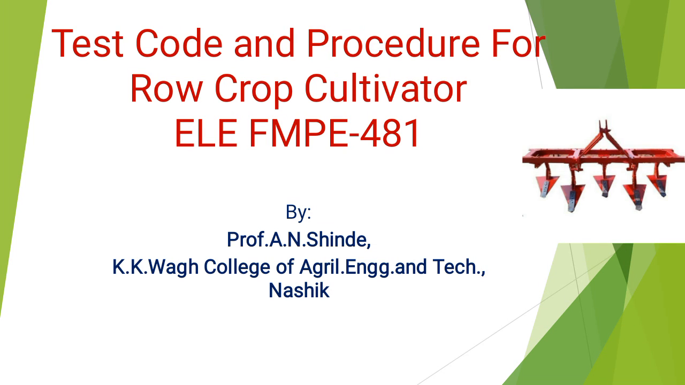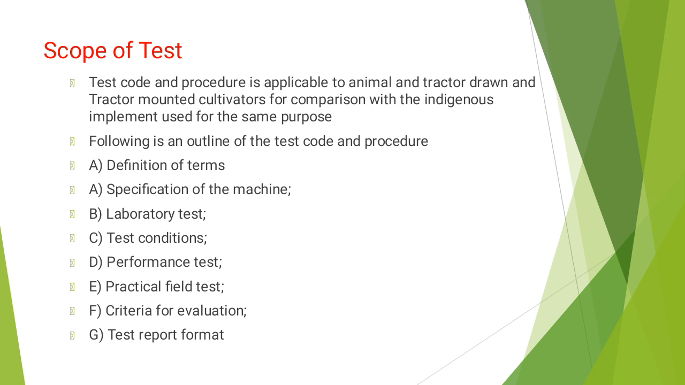Everyone, today we discuss the test code and procedure for row crop cultivator. The row crop cultivator is generally used for the interculture operation. The scope of the test code and procedure is applicable to animal and tractor drawn mounted cultivators, for comparison with the indigenous implement used for the same purpose.